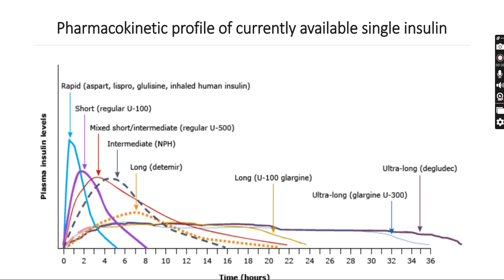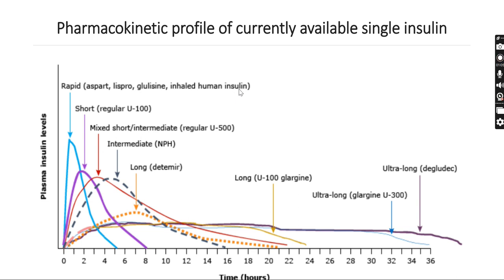usually the insulin we use every day. So on the left-hand corner, you can see that there's the very fast acting insulin, rapid insulin: aspart, lispro, glulisine.